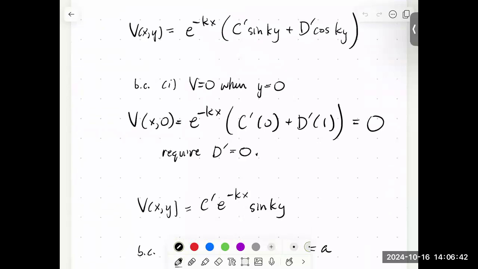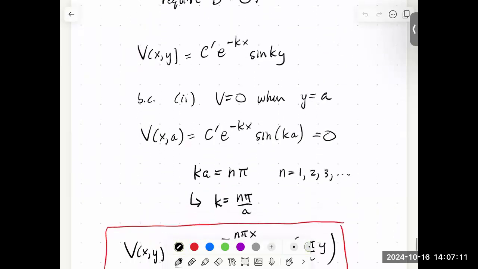And then we looked at another boundary condition when y equals 0. We want the potential to be 0 because then we're sitting on one of our grounded plates. So we just put y equals 0. We ended up with a sine of 0, which is 0, and then cos of 0, which is 1. But that doesn't work because I need this whole thing to equal 0. And so it's kind of nice. D prime is equal to 0. And so our solution gets simpler and simpler and simpler.